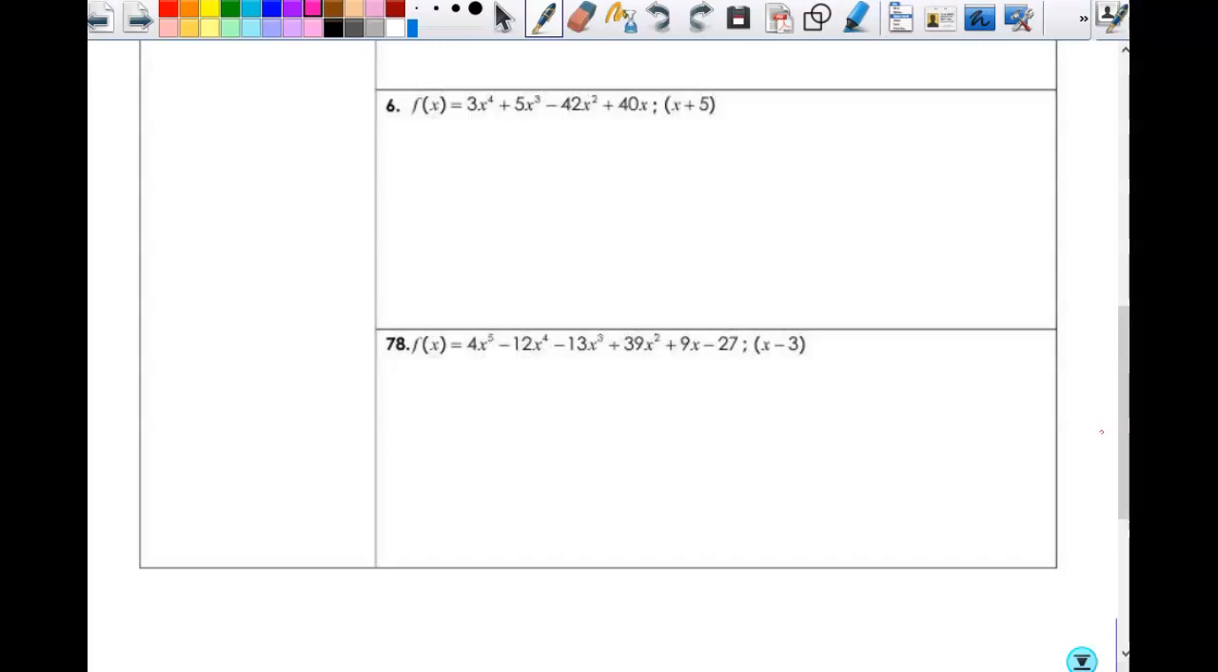So this is going to be a -5 out here. We're starting at 6 because we don't need to do all these. Then we're jumping to 78. We're going to jump really far ahead. So then we get 3, 5, -42, 40, and 0.